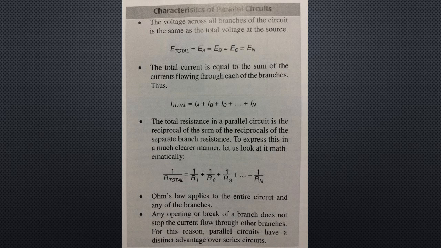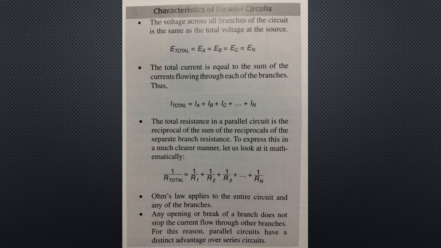The total resistance in a parallel circuit is the reciprocal of the sum of the reciprocals of the separate branch resistances. That is a mouthful, but to express this in a much clearer manner, let us look at it mathematically, where 1 divided by the resistance total equals 1 divided by the resistance number 1, plus 1 divided by the resistance number 2, plus 1 divided by the resistance number 3, and so on.